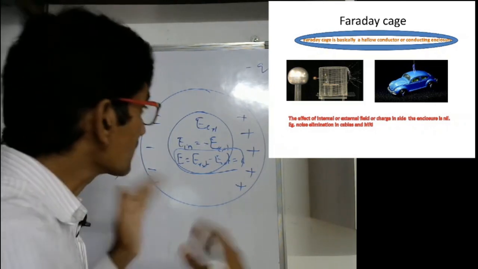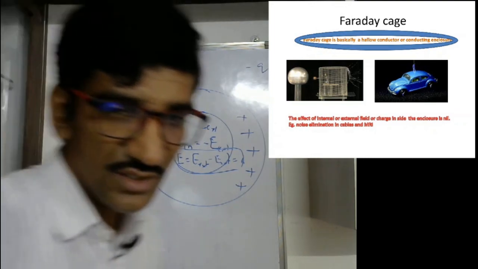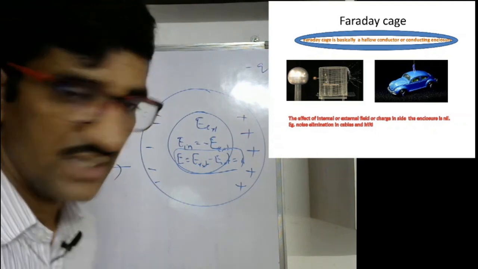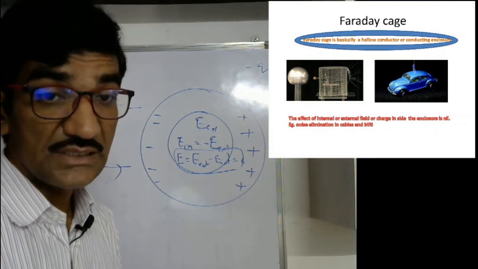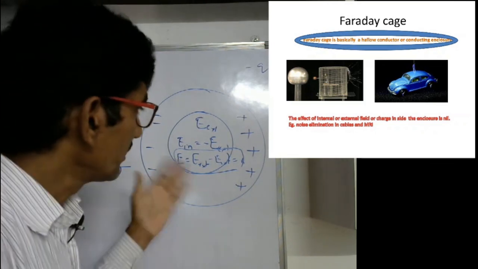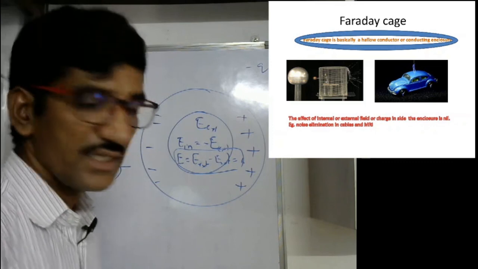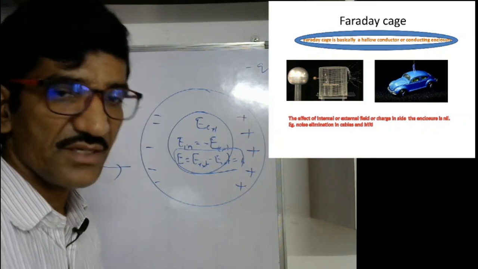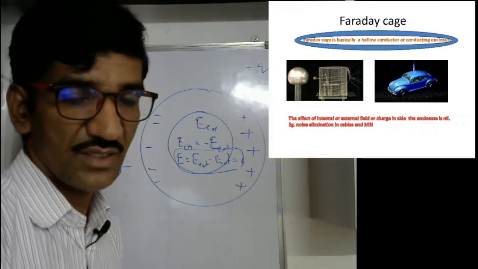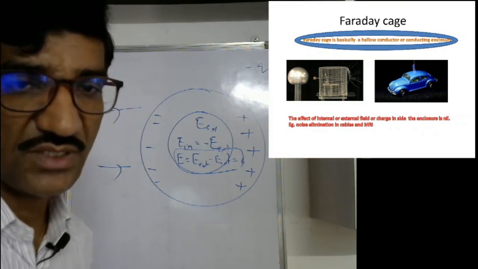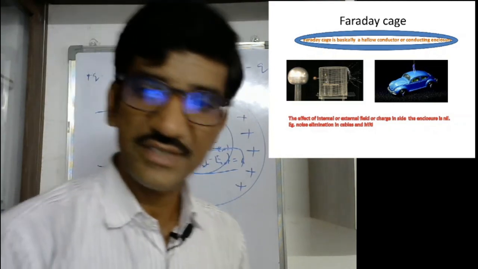Here, what happens in the conductor whenever it is exposed to a charged field? That is important here. Due to the external field, we have induced charges and an induced field. That is the principle of Faraday's cage.